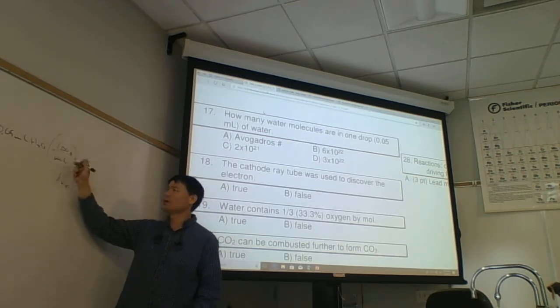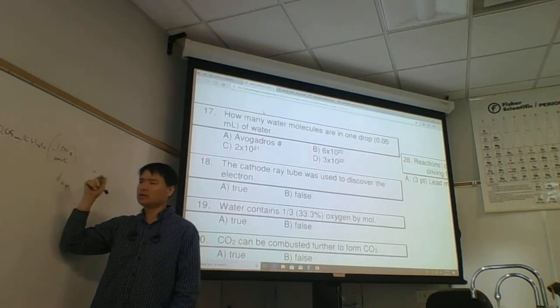And so this gives me grams of water. Milliliters of water cancel. Make sure your units cancel. This is how you can tell.